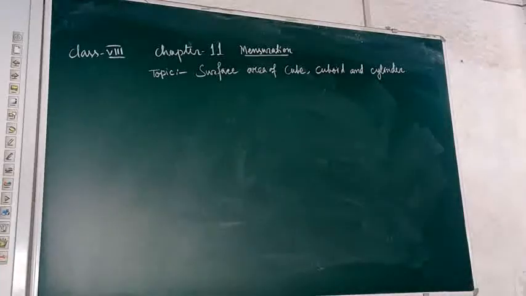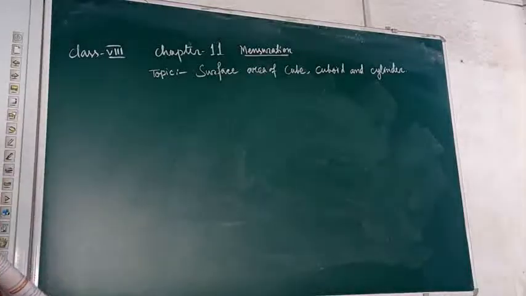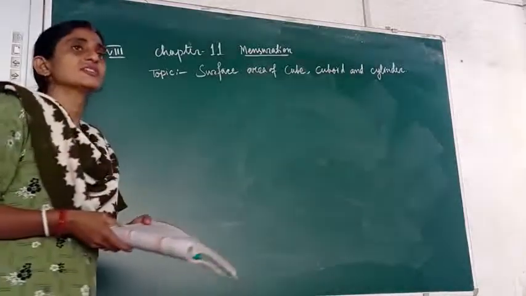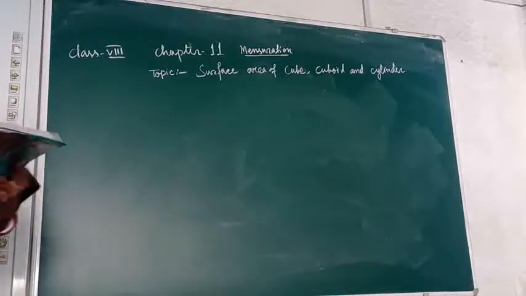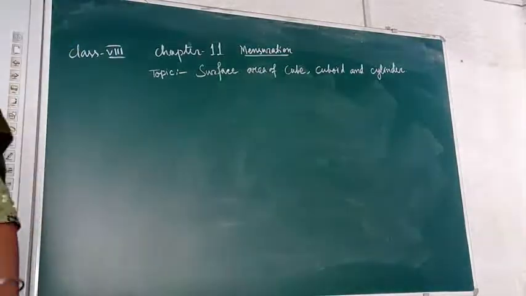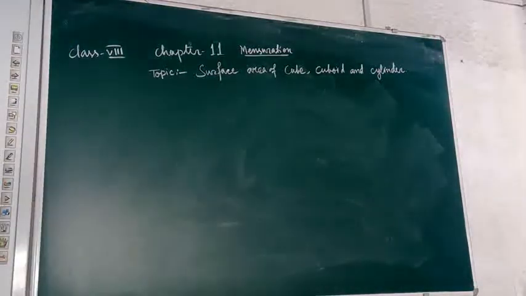Hello children, welcome back to chapter 11. Today we are going to discuss the surface area of cube, cuboid and cylinder. So for that, the first thing we have to know for these solid shapes is how many faces do they have?